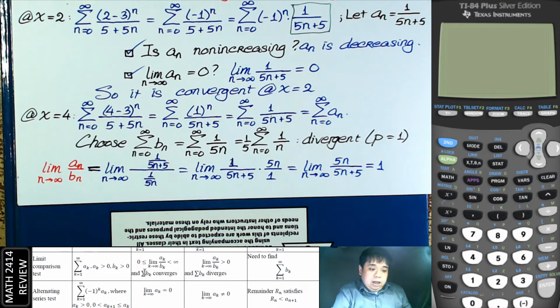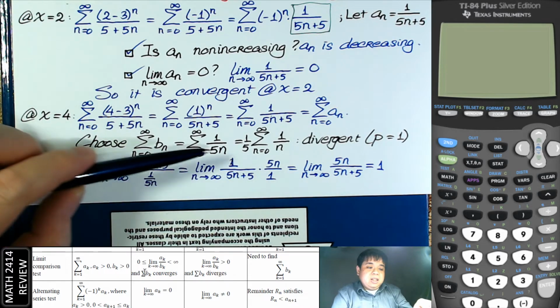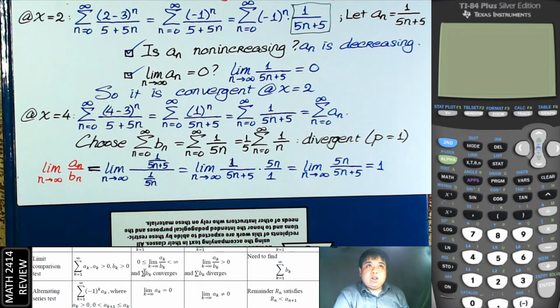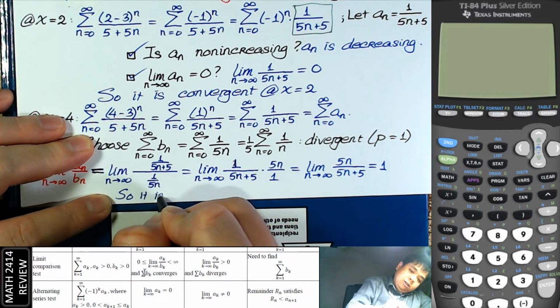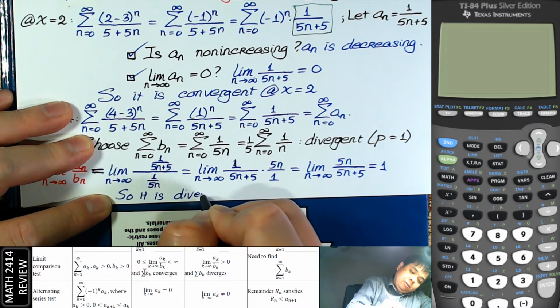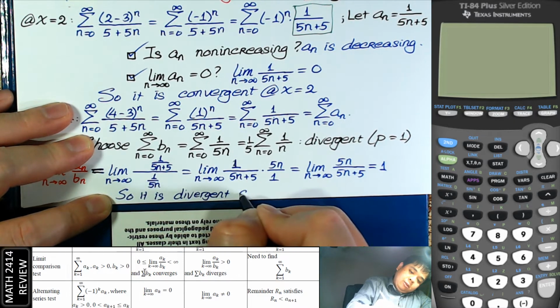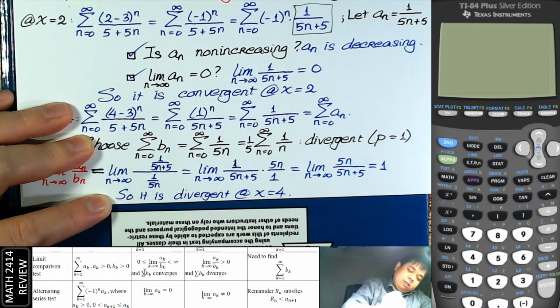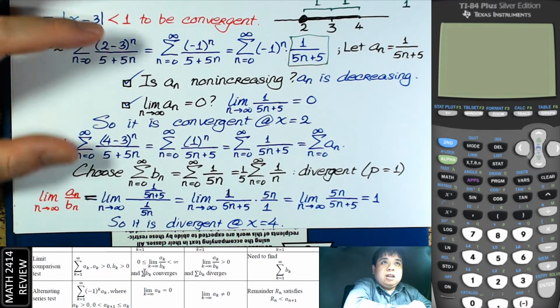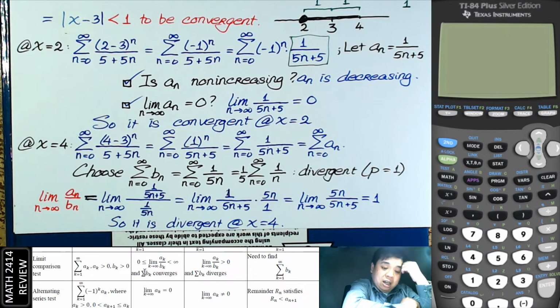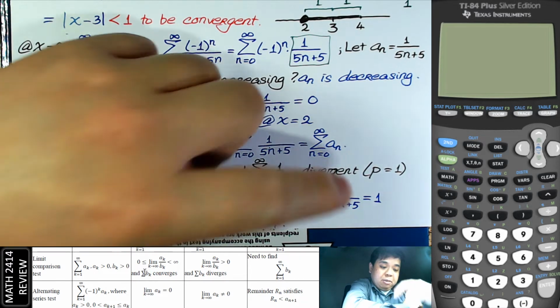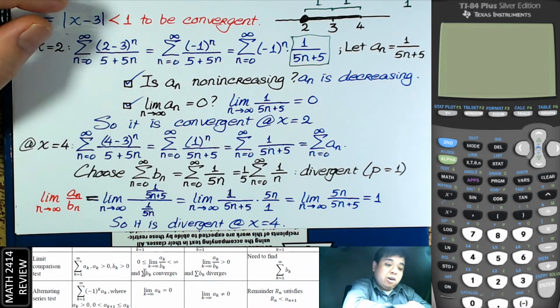That means the behavior of a sub n and b sub n are the same. Since b sub n is divergent, a sub n is divergent as well. So it is divergent at x equal to 4. Right, so this is the limit comparison test. The limit is equal to 1. That means the behavior of the two series, a sub n and b sub n, are the same. And b sub n is already divergent, so a sub n is divergent as well.